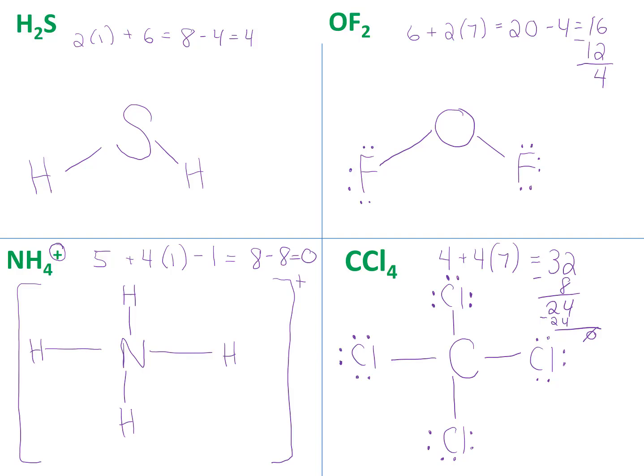The last step is to take any remaining valence electrons in your count and put them on the center atom as pairs. So in H2S, we have 2 pairs left for a total of 4 valence electrons. And we subtract what we used, we have 0 left. In oxygen difluoride, the same story. We have 4 left, and we're going to put those on the center oxygen.